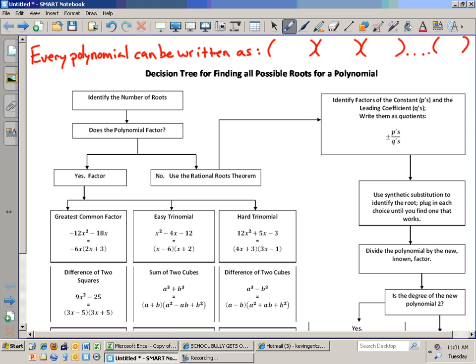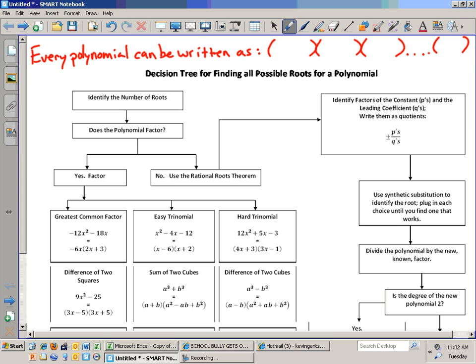And if we could factor every single polynomial to look like that, it would be easy to identify all the roots, wouldn't it? The problem is we run out of factoring methods. And as you notice on our decision tree, we've been residing on the factoring portion here for a while, when in fact sometimes that does not work. But we always start at the top here.